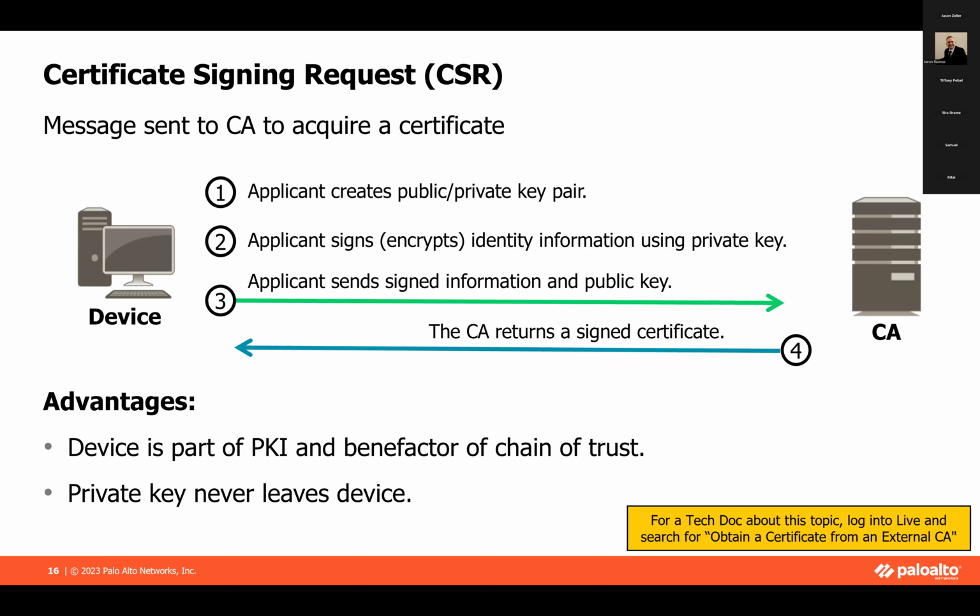That CSR, or your certificate signing request, this is again where the applicant creates a public private key pair. The applicant will then sign it, encrypt it with its own identity information using the private key. That applicant will then send it off to get signed by a public key at a certificate authority. They return the actual signed certificate. The advantage of that is the device is now part of the PKI, which is the public key infrastructure, and is a benefactor of the chain of trust. The private key never leaves the device, right?